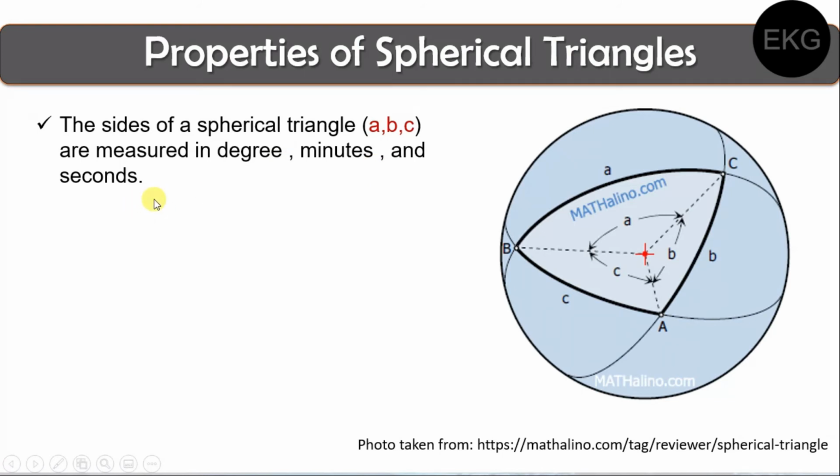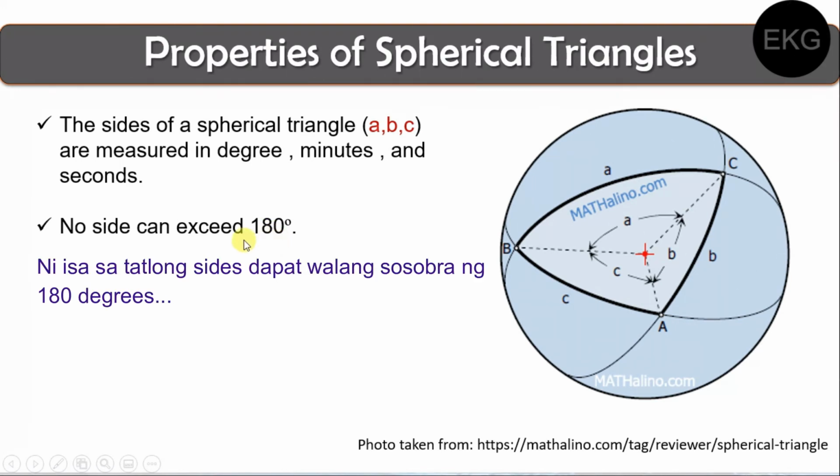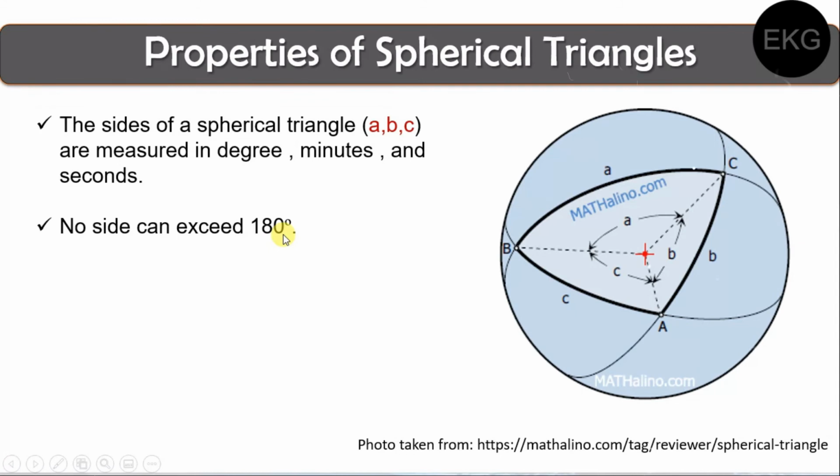Okay? Now, for the next property, no side can exceed 180 degrees. Meaning, itong A, B, and C, pag nag-solve tayo later on, hindi siya pwede na maglagpas ng 180 degrees. Kailangan less than or equal to 180 degrees.